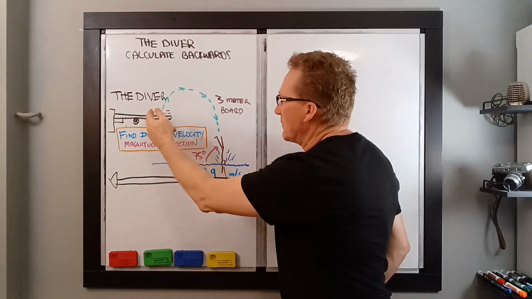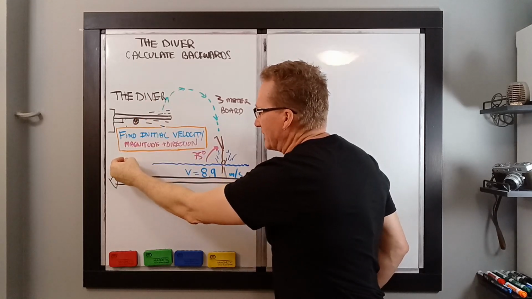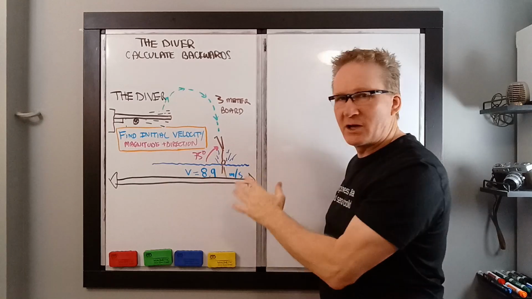This one is about a diver, which we're going to calculate sort of backwards. In most cases, we have the initial velocity coming off a diving board or a hill or on the level plane. However, in this case, what we're given is the final velocity, the velocity of impact.